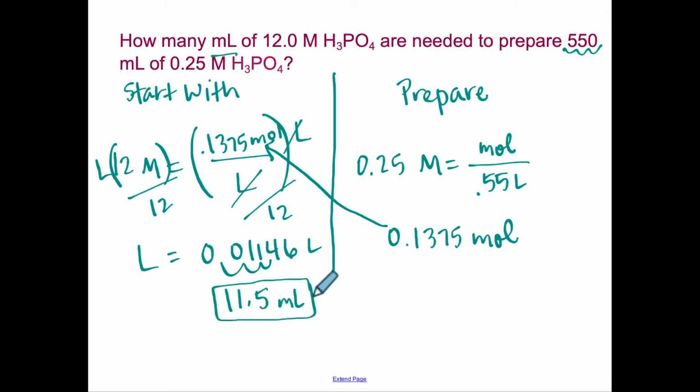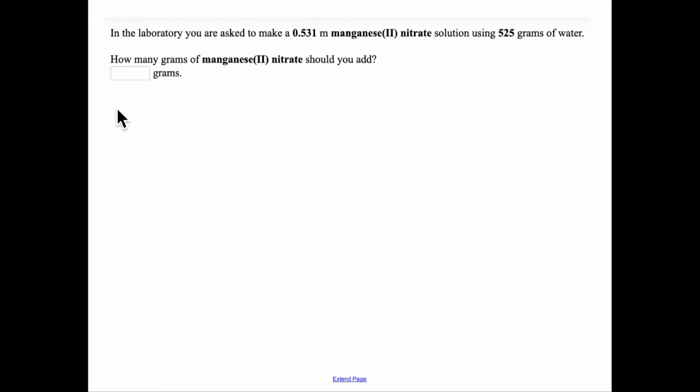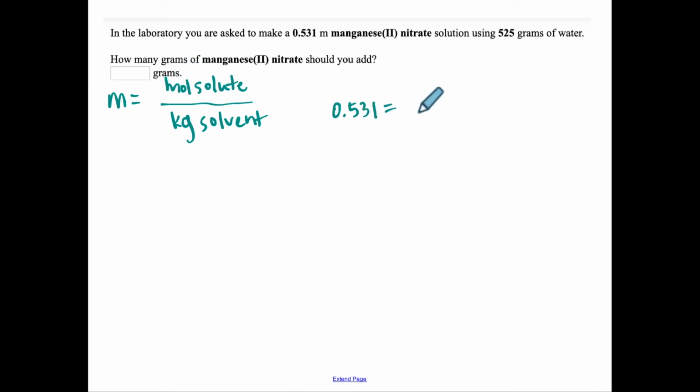Okay, in this problem we're going to use the molality equation. Molality is equal to moles of solute over kilograms of solvent. We are given the molality, which is 0.531. We are asked to find grams, which we can do by solving for moles. And then we have grams of water. Water is the solvent, but we need to change that to kilograms.